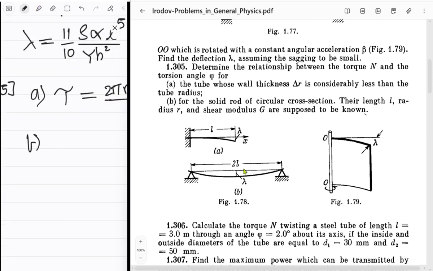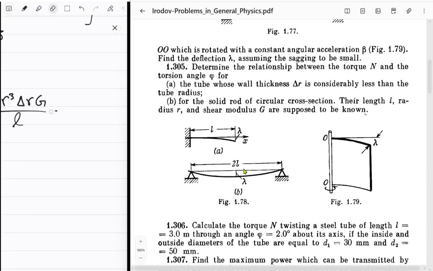For the solid rod of circular cross section, so this was for a tube, right? Now you want a solid rod of circular cross section. The length L, radius R, and shear modulus G are supposed to be known. You want to figure out the relation between torque and torsion angle theta or phi or whatever. Oh, okay, they're using phi and not theta. Fine, I'm going to use phi as well.